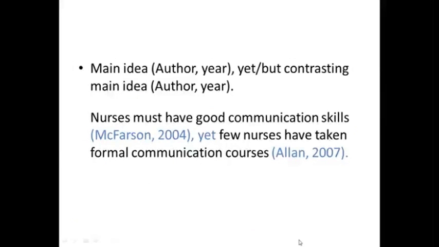Another way to show contrast in the research literature, 2 different ideas, is to use but and yet. So for example, nurses must have good communication skills, yet few nurses have taken formal communication courses. The first idea from McPherson is contrasted by the second idea by Allen, using yet in this case because the second part of the sentence, that few nurses have taken formal communication courses, is unexpected or a surprise. Therefore, but shows the contrast and yet shows that the second part of the sentence is unanticipated.